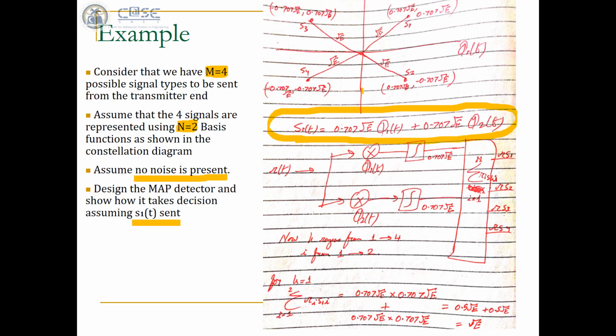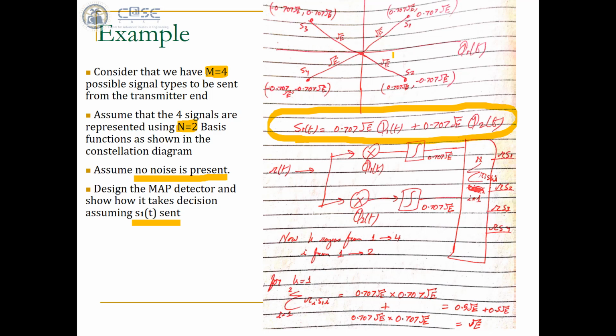Have a look at this constellation diagram. We have placed all the signal points there, all 4 points, S1, S4, S3 and S2, using the two basis functions phi1 of t and phi2 of t. It's not visible here, but phi2 of t is on the y-axis, right? So we have a two-dimensional constellation diagram, and all 4 signals are assumed to be equally likely and of equal energy. That is, the norms are square root of E.